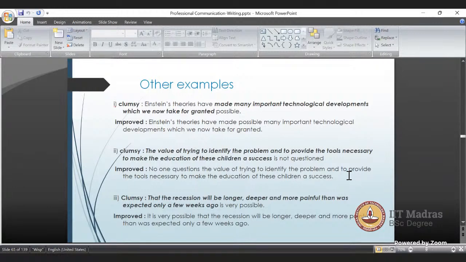Einstein's theories have made many important technological developments which we now take for granted possible. Let me ask you a question. So for example, say I wanted to emphasize Einstein's theories. Say my intention was to tell people to focus more on Einstein's theory. Based on what you heard in the class, what do you think will be a method to do that? A method or more than a method? Let me take some comments. How do you think you can rewrite this sentence in such a way that Einstein's theory gets importance? Let me see if you have followed these few things.